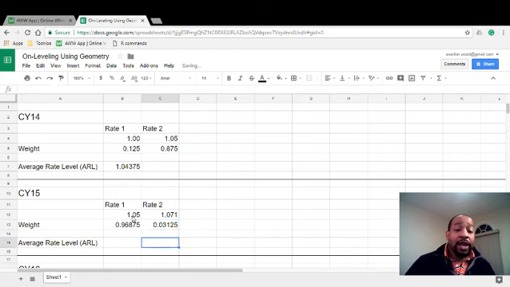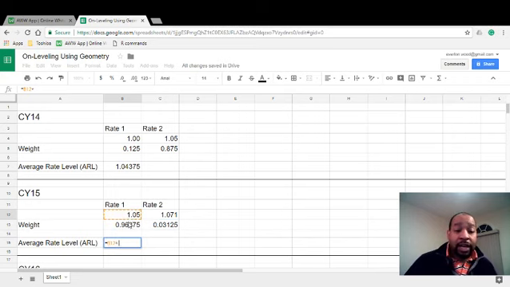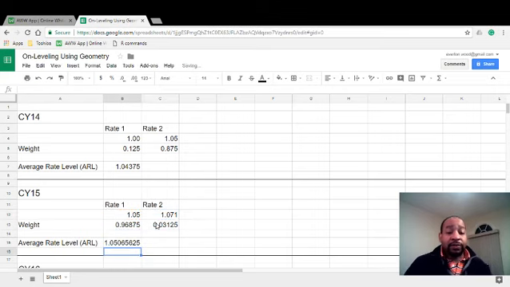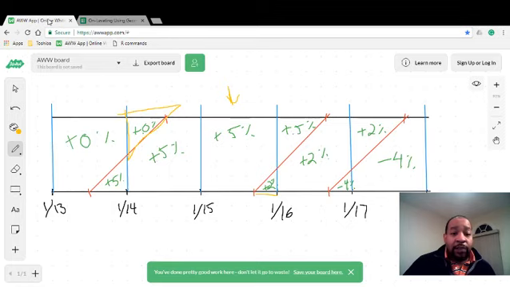All right? The weighted average, the average rate level for calendar year 2015 is therefore going to be the first rate times the weight plus the second rate times the weight, which is equal to 1.0506 or 5.065%. So again, I want to make sure that you guys are on the same page. This is just a simple way to organize your time. It does take practice. It's not very intuitive, but I think after breaking it down the way that I just did, it should get you on the path to understanding that.